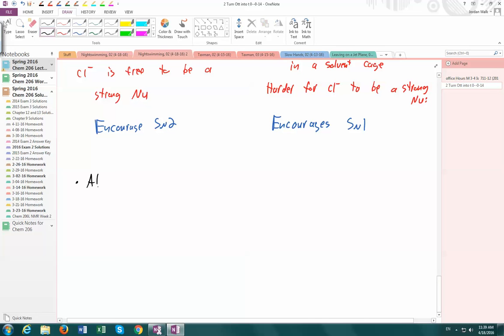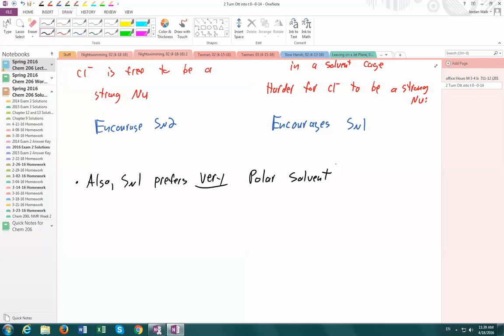What we can also say is, SN1 prefers very polar solvents. Did anyone think about why an SN1 reaction would be favored by a very polar solvent? Yeah. So what about that intermediate that an SN1 reaction goes through? Is it charged? Yeah, it's a carbocation, right?